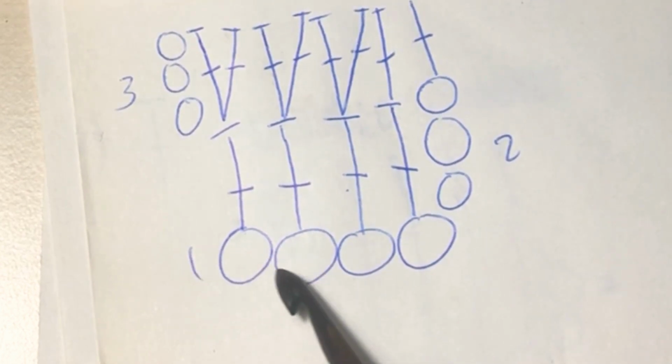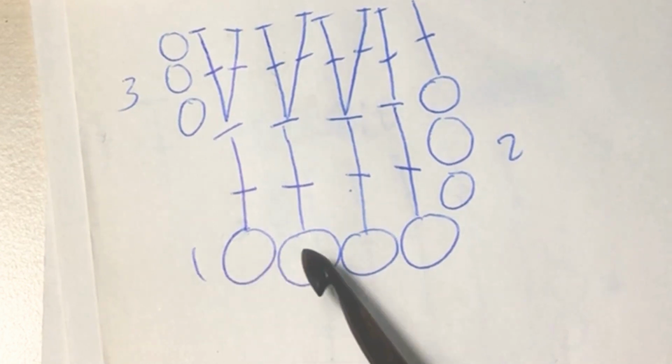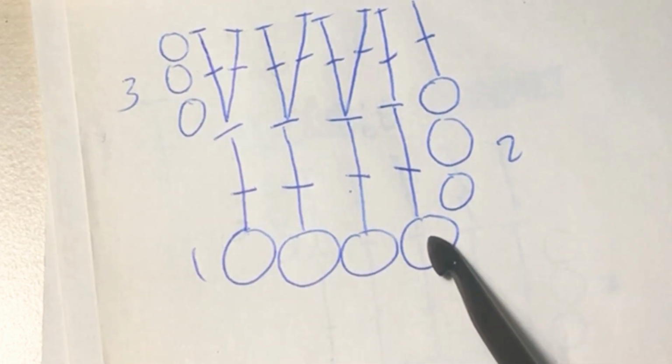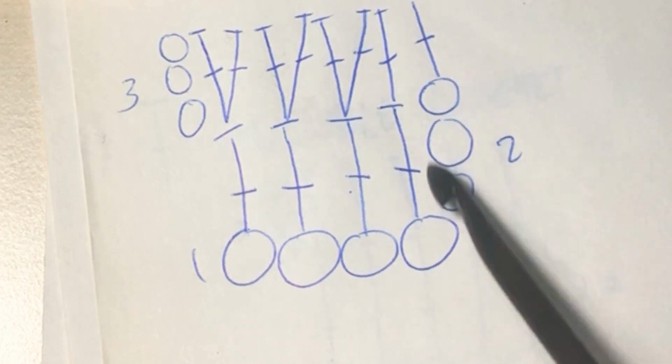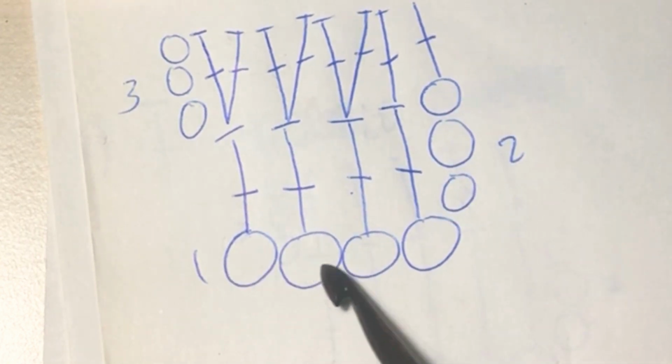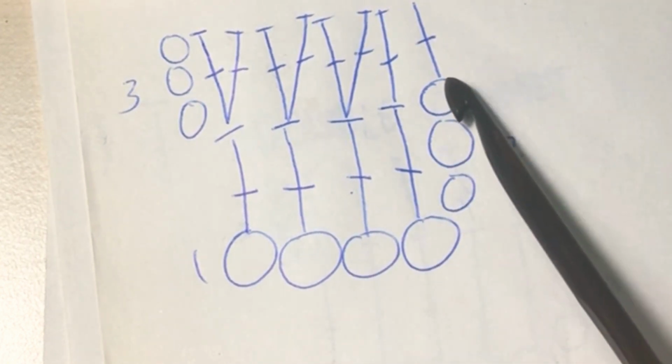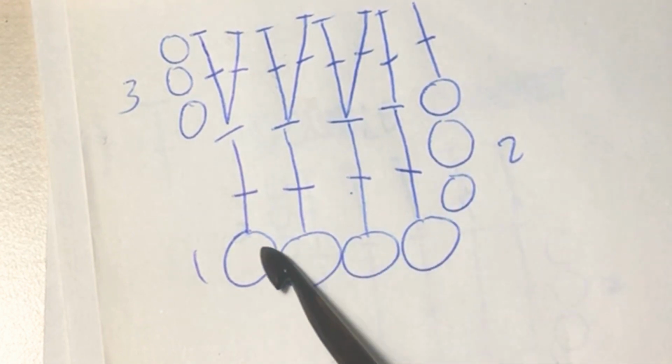So let's count how many chain. 1, 2, 3, 4, and I'm gonna include this right away. So 1, 2, 3, 4, 5, 6, 7. So we have to chain 7.